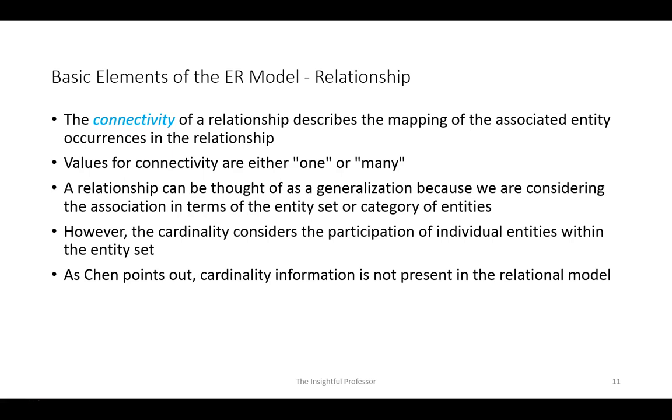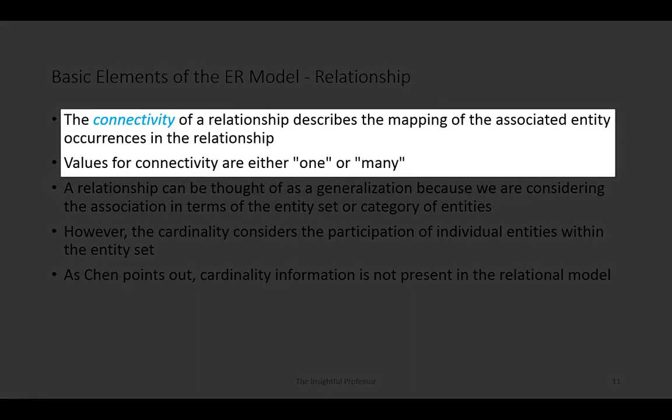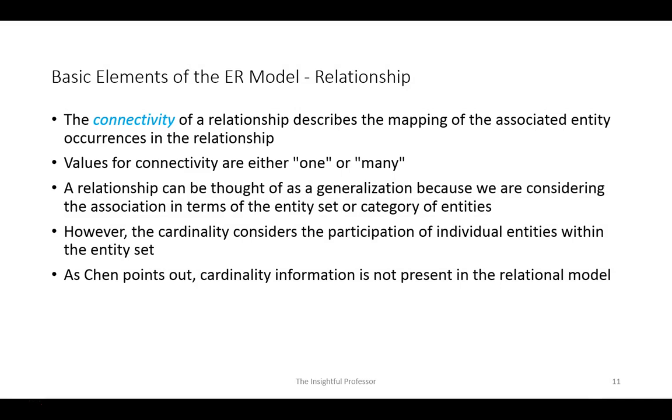Continuing our examination of relationship, we see the term connectivity that describes the mapping of the associated entity occurrences in a relationship. So connectivity refers to the manner in which a relationship makes an association between entity types. In our model or diagram, a relationship can be considered as originating at one entity type and ending at another entity type. Note that the entity types are not necessarily distinct. That would be in the case of a unary relationship. These points of origin and termination can be defined as one or many. That's the notion of the connectivity.